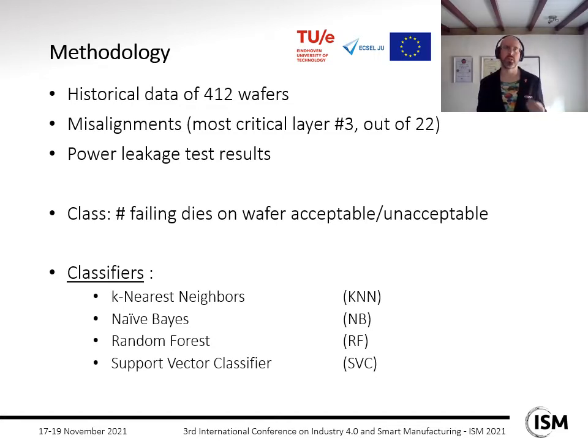And what we wanted to see is, can we predict the outcome of the power leakage test results from the alignment of the third layer? Because if we can do that, we can save up to 19 layers of production, which is of course a significant improvement if we don't have to do those. For classification, we simply evaluated whether the number of failing dies would be acceptable or unacceptable. And we used 4 readily available classifiers for that, for which I'm not going to go into the technical details because there are many other classifiers that might also do the trick.